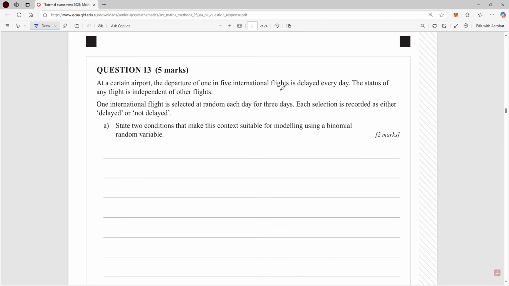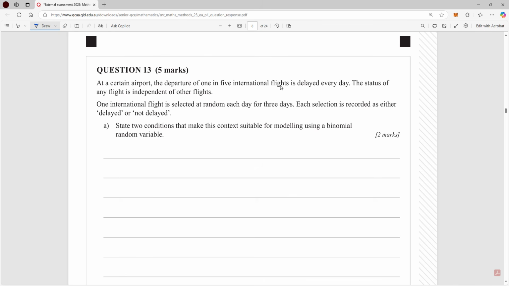At a certain airport, the departure of 1 in 5 international flights is delayed every day. The status of any flight is independent of the other flights. One international flight is selected at random each day for 3 days. Each selection is recorded either delayed or not delayed. State the 2 conditions that make this context suitable for modeling a binomial random variable.